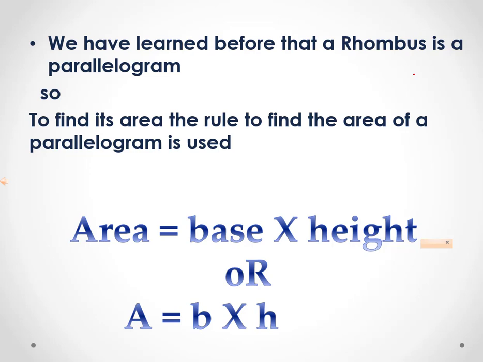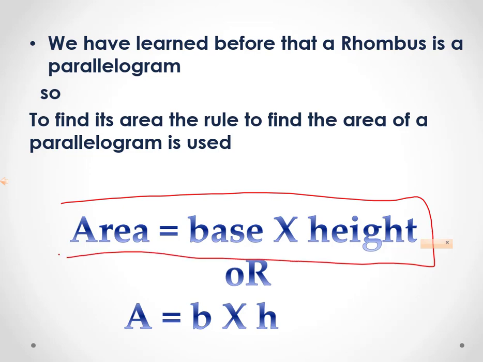So how can we find the area of a rhombus? The rhombus is a parallelogram, from the family of parallelograms. What is the area of a parallelogram? We learned it before. The area of a parallelogram equals base times height. The area of the rhombus also equals base times height.